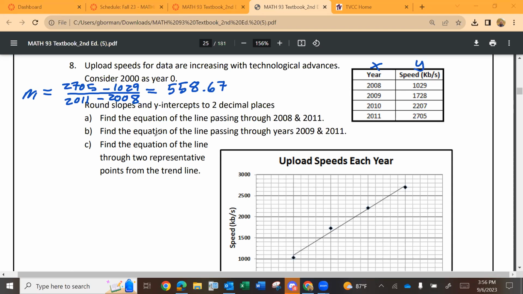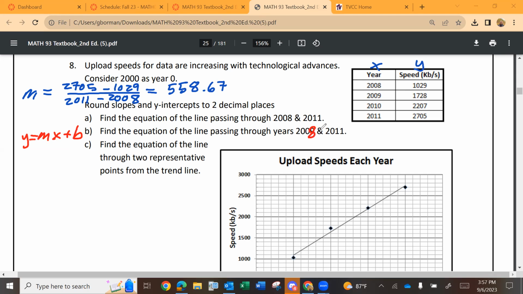It says find the equation of a straight line. Straight lines, which is what chapter 1 is all about, all have the form y equals mx plus b, where m is the slope. We got that. And b is the y-intercept. In other words, where the trend line hits the y-axis. That's the b. Why do we use b? I don't know. But it does say, let's find it between 2009 and 2011.